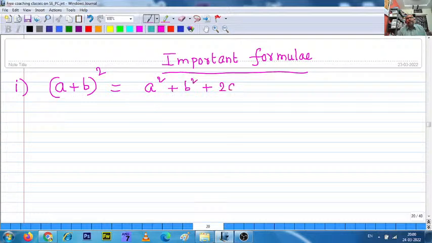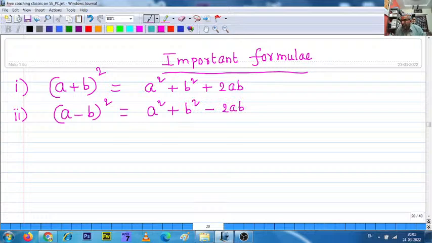My dear students, remember. Second formula: A minus B whole square is equal to A square, don't write negative B square, plus B square only, minus 2AB. From this, one more formula we can deduce. That is the third formula we are going to derive.